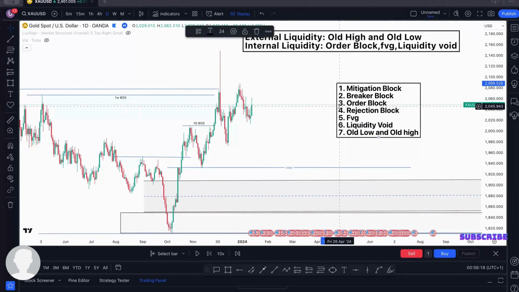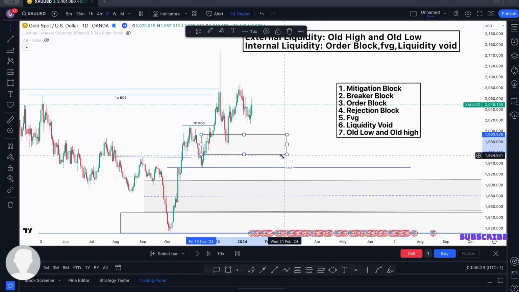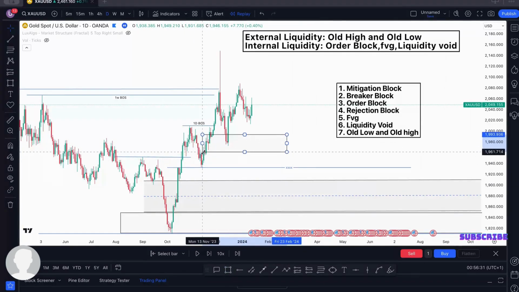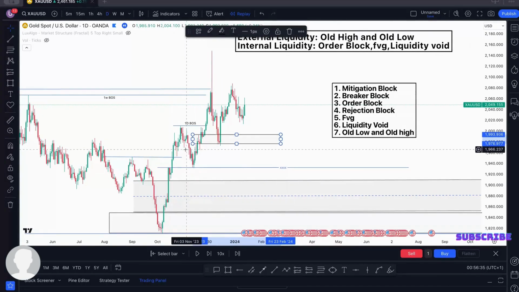So you look for your institutional reference point, your mitigation block, which is around here. Mitigation block is around here also. You can see it. Because what happened? There was the internal break of structure here. Can you see? There was an internal break of structure which was violated and went up.